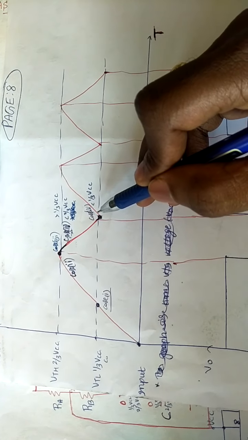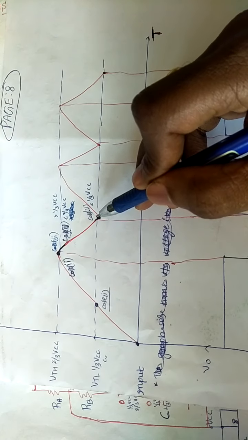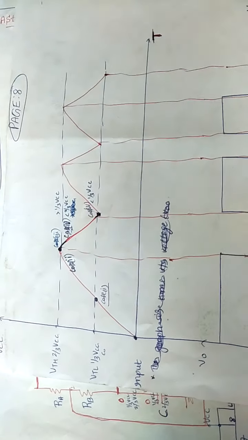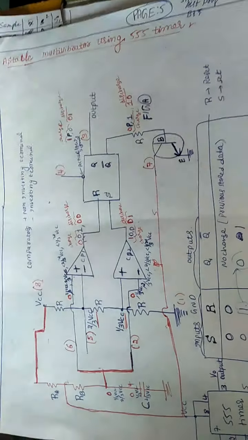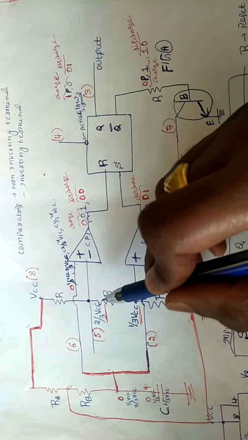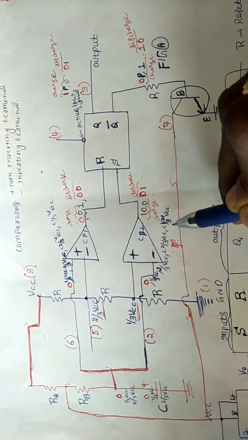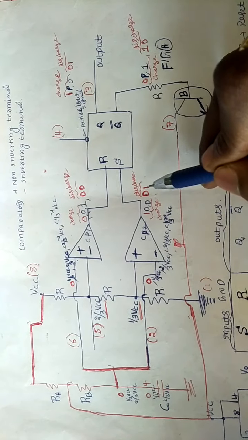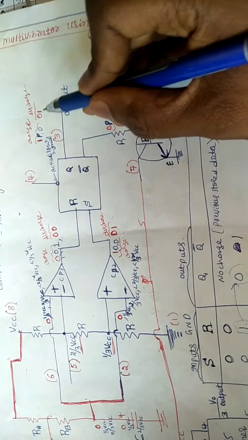For case 5, slightly less than 1/3 VCC. That one you have to consider. When it is less than 1/3 VCC, here it is 2/3 VCC. This is greater than this one, again the output is 0. Less than 1/3 VCC, this is greater than this one, the output is 1. 0, 1. Set is 1. The output is 1.